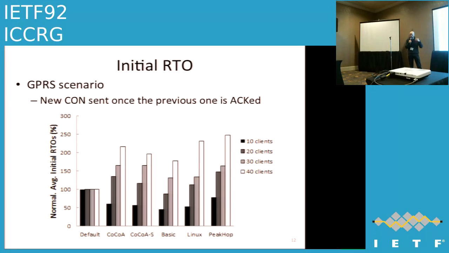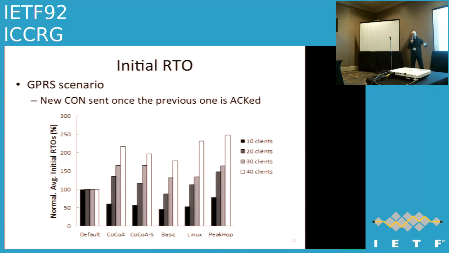So, in order to illustrate what's going on, let's see these results, which show the average initial RTO computed by each algorithm, in particular for the GPRS scenario, with a varying number of clients in parallel of 10, 20, 30, and 40 clients. What we can see is that default CoAP always leads to the same average initial RTO, because it just randomly chooses an RTO between 2 and 3 seconds. So this value for default CoAP is always 2.5 seconds. And we can see that when there is a low amount of congestion, meaning for 10 clients, all the RTT-sensitive algorithms compute a lower average RTO.